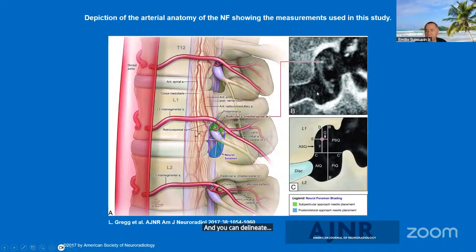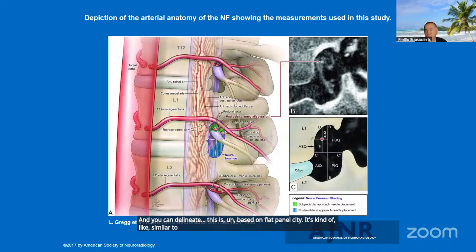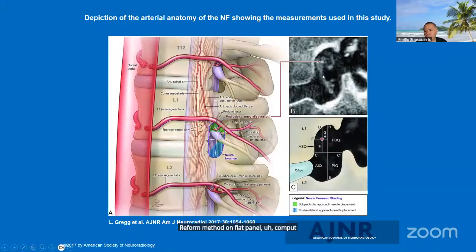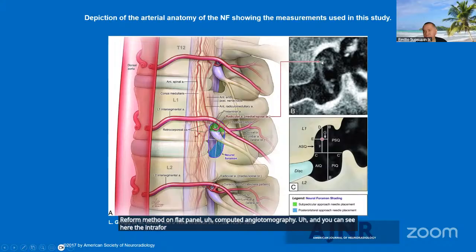This is based on flat panel CT. It's similar to spinal angiography, except that it doesn't subtract. So you don't have a DSA, but you actually have 3D images reformatted on a flat panel computed angiotomography. And you can see here the intraforaminal course of the radicular artery.